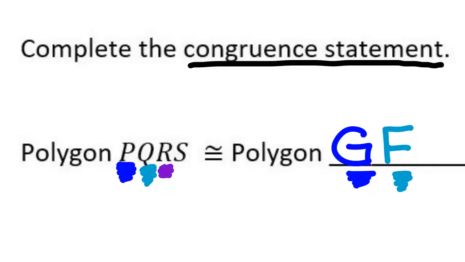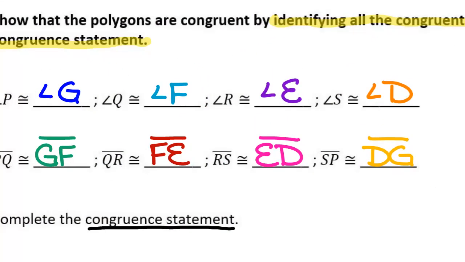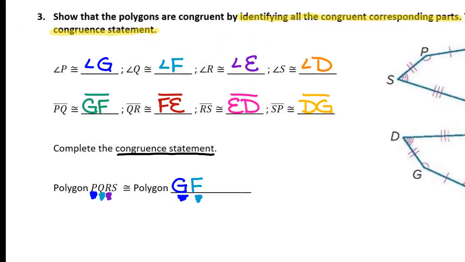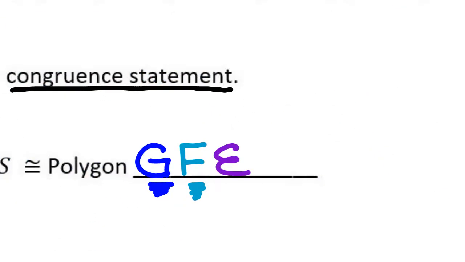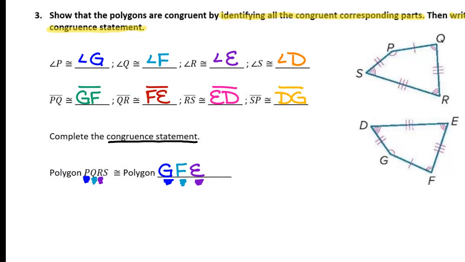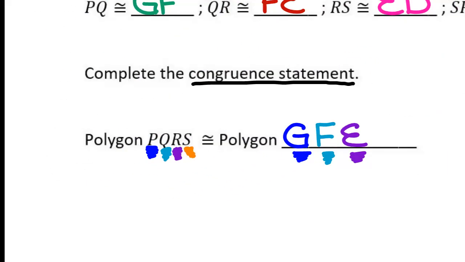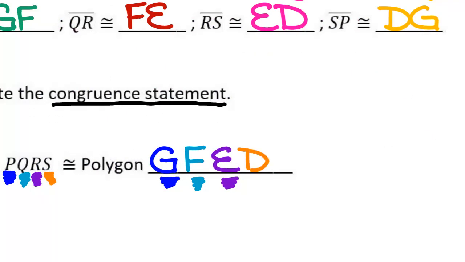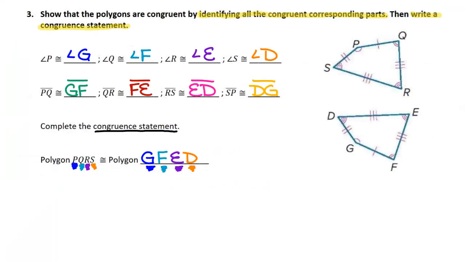And then we have angle R in the third position. What angle is congruent to angle R on the other figure? Angle E right here. So GFE. And finally we have S here. What does S correspond to on the other figure? What's it congruent to? Angle D right here. So this matches up my corresponding congruent angles.